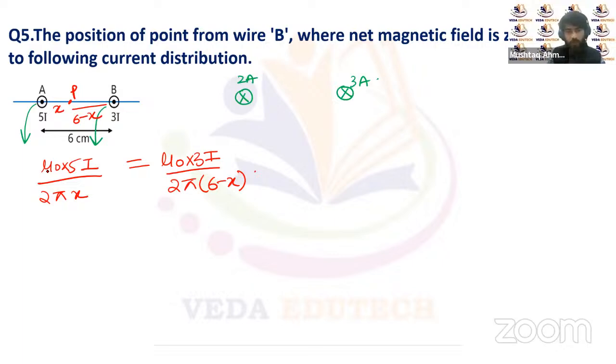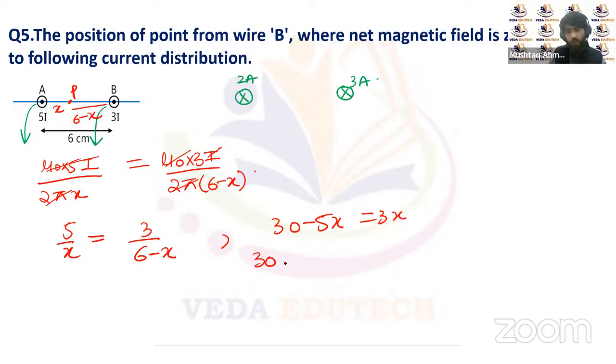So we'll just cancel out this mu naught I, and mu naught I will get cancelled. 2 pi and 2 pi will get cancelled. We'll be left with 5 upon x, that has to be equal to 3 upon 6 minus x, right? Now from here, it will be 30 minus 5x, that will be equal to 3x, or we can say 30 will be equal to 8x, right?